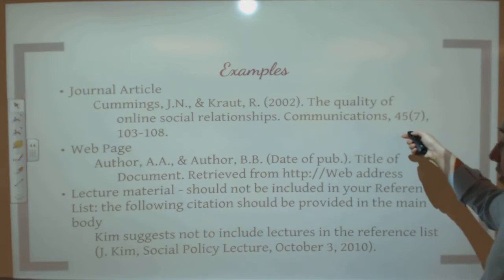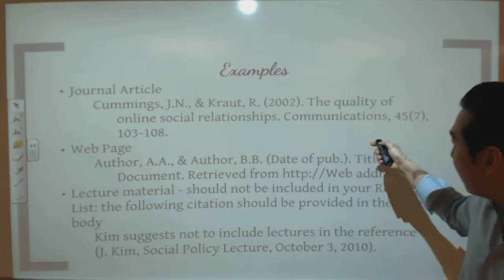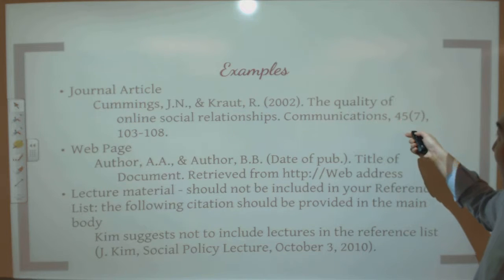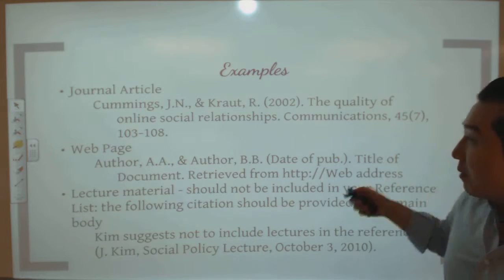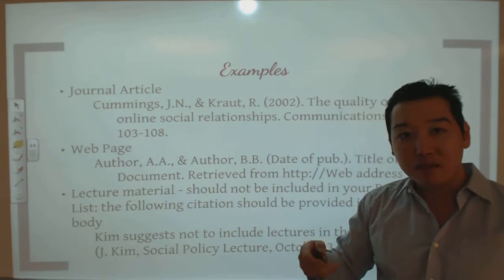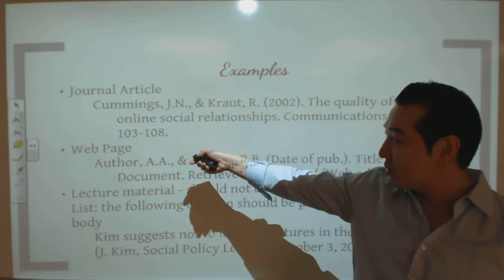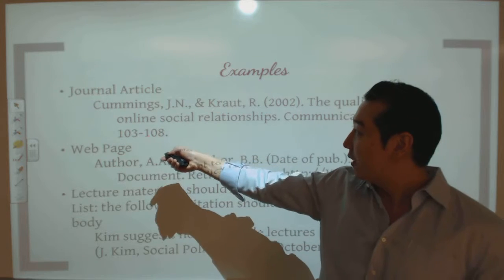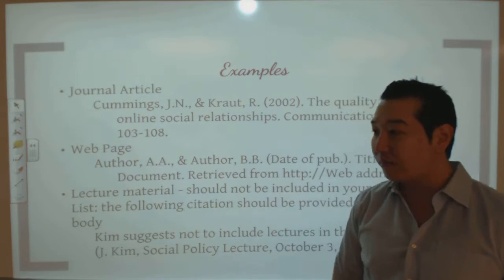And the volume number, another quirky rule with APA, is that the volume number will be italicized, but the issue number should not be italicized. It's not appearing here in Prezi, but please make note of that. And then you have the page numbers of the journal article.